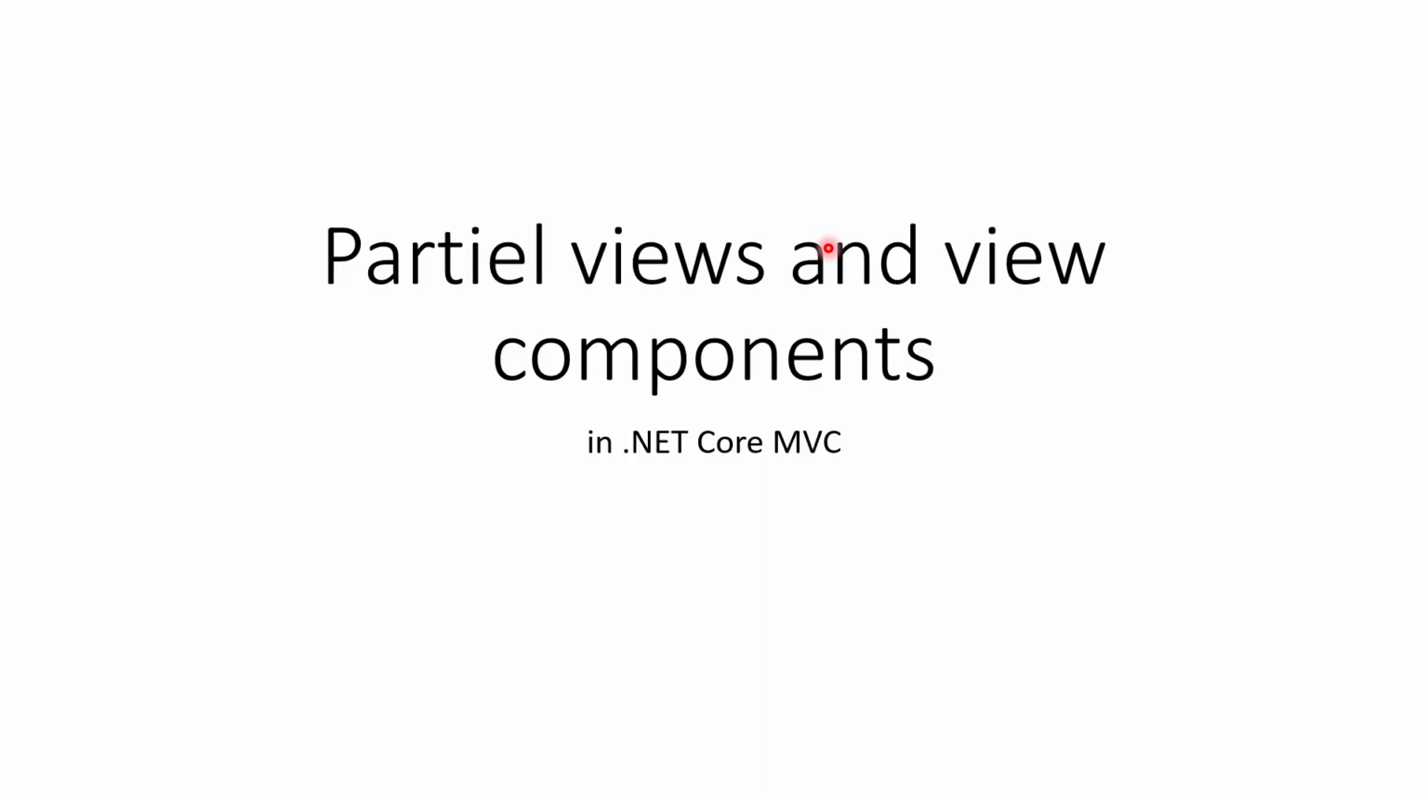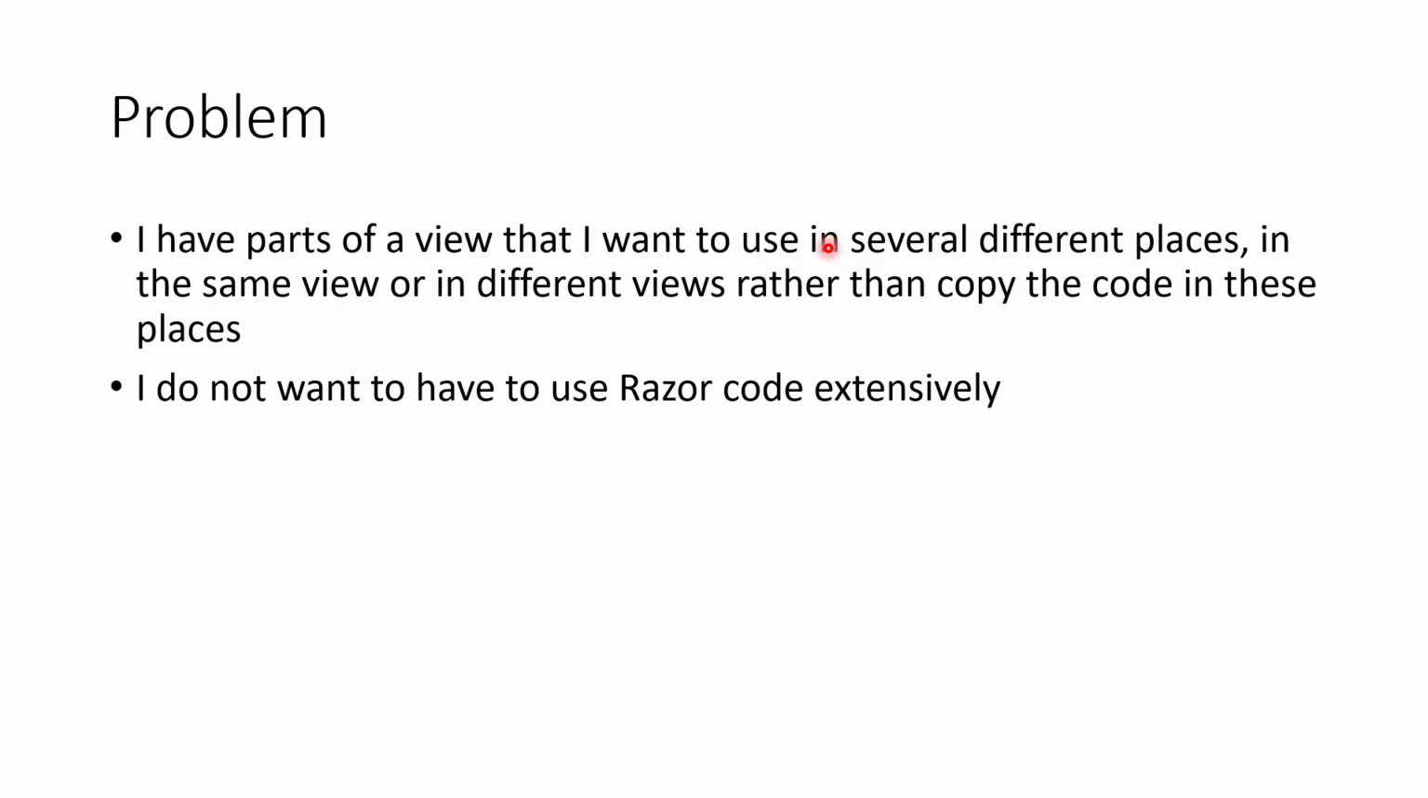Right, this is a video about partial views and view components in .NET Core MVC. First of all, I have a problem. I have parts of a view, some fairly complex code, and I want to use it in several different places in the same view or in different views, and I don't want to have to copy the code in these places. And the second problem: I do not want to have to use Razor code too much. Okay, let's take a look at the first problem first.